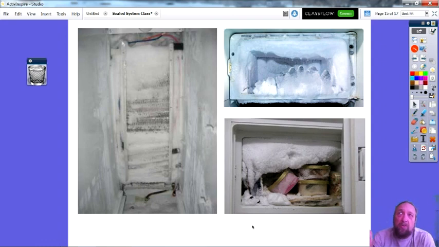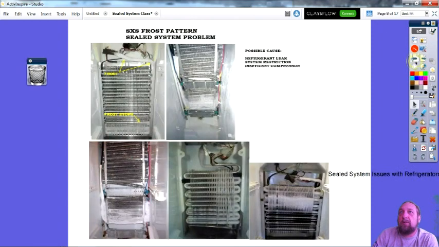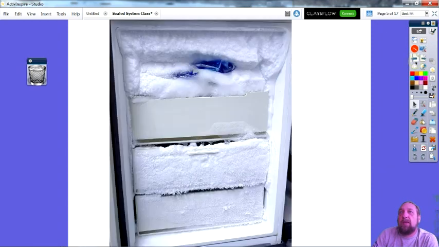Now, the other type of ice you're going to see is not a frost ice. It's almost like ice cubes, almost like a clear ice. Let me go back a little bit where I had some pictures here that I just uploaded. If you look at this, is this a defrost problem? Now, it is frost. It's not ice. I mean, it is a type of ice, a frosted ice, but it's not solid ice. But do you think that this is a defrost problem?